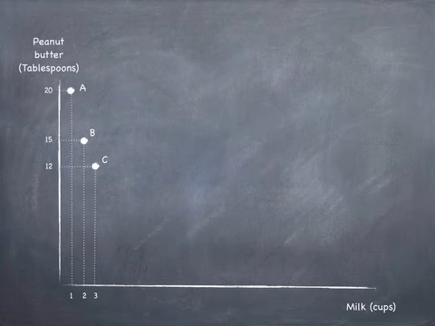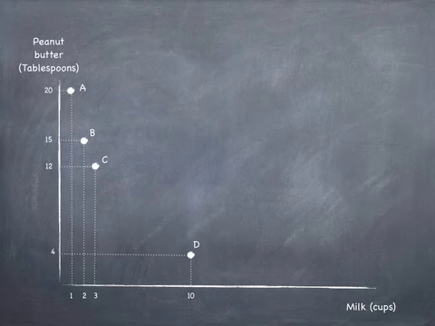Points A, B, and C all give Anne the same amount of satisfaction. The economic term for satisfaction is utility. So points A, B, and C give Anne identical amounts of utility. She's indifferent between those points. She's also indifferent to point D. In other words, point D gives her the same amount of satisfaction as points A, B, and C.